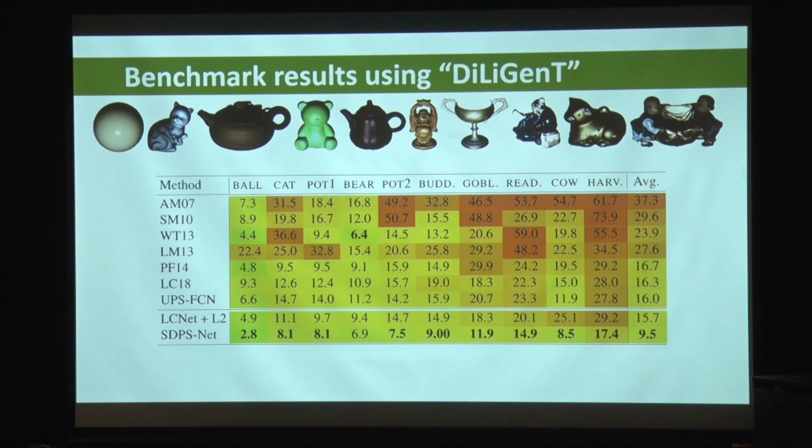Let's see the result. On the DiLiGenT benchmark, we commented in that paper that uncalibrated photometric stereo has a lot of open problems. So you see the errors are much higher than the calibrated ones. But with this one, SDPS-Net, the uncalibrated results are even comparable to the earlier calibrated results, and have much lower error compared to this non-learning-based approach.